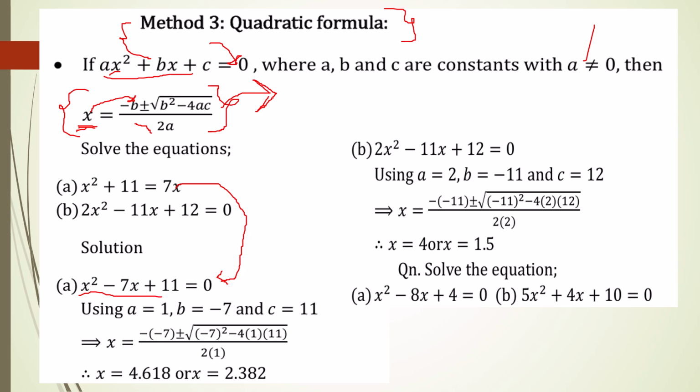After getting the quadratic equation, you identify your a. Your a is always the coefficient of x squared. You identify your b, which is always the coefficient of x. So here the coefficient of x is negative 7. And then you also identify your c, which is always the value without any x. In this case it's positive 11. So my a is equal to positive 1, my b is equal to negative 7, and my c is equal to positive 11.